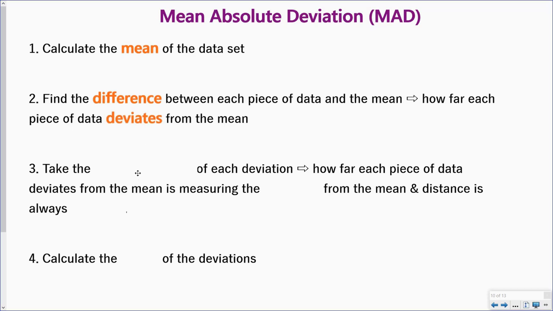And then we're going to take the absolute value of each deviation or each difference. And again, that's how far each piece deviates from the mean, it's measuring the distance. And remember, distance is always positive. And then we're going to calculate the mean of those deviations or those distances.